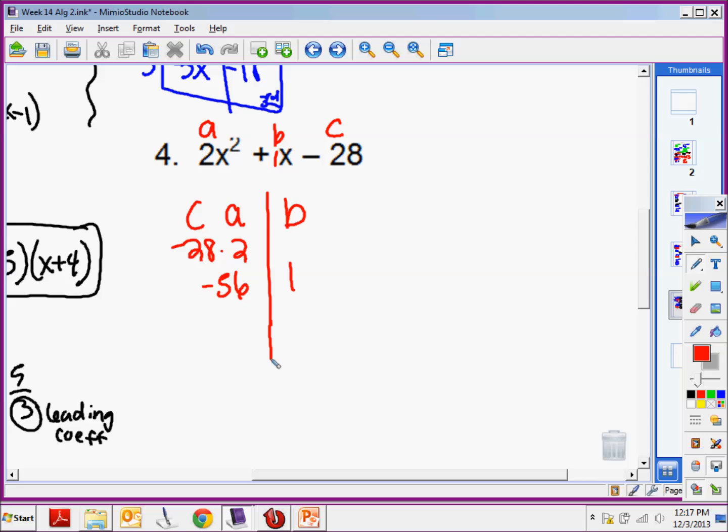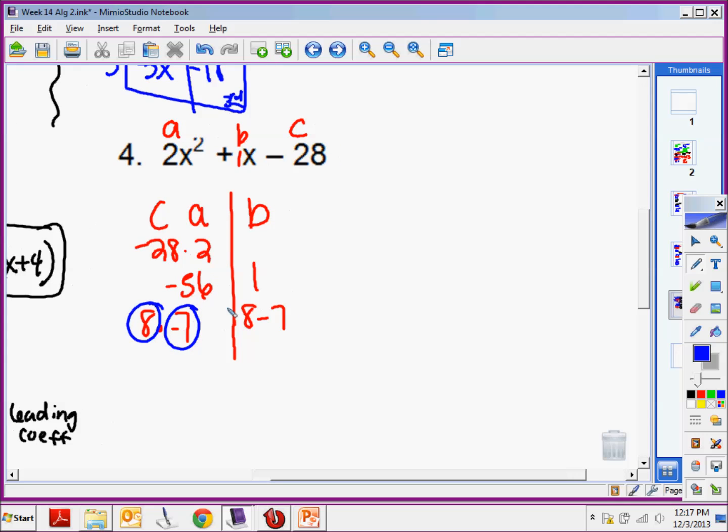Okay, so I have an 8 and a 7. But positive 8 and 7 gives me a positive 56. So one of them has to be negative 7, and let's verify. 8 minus 7 is 1. So my children are 8 and negative 7. And the parents are negative 28 and 2.